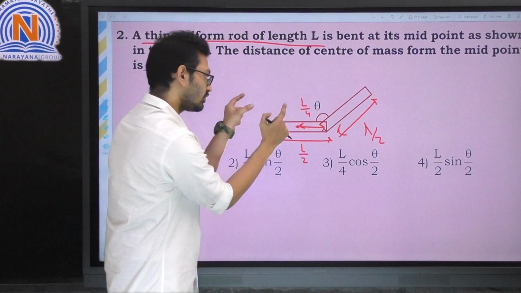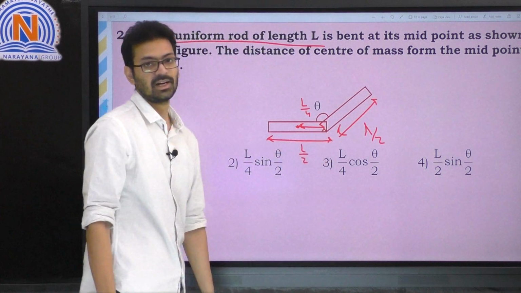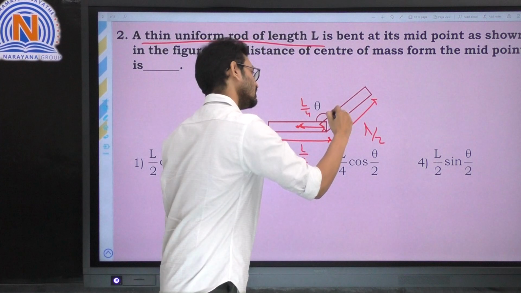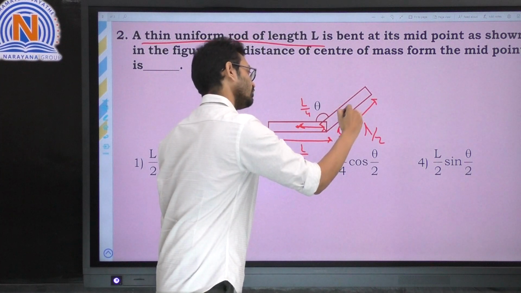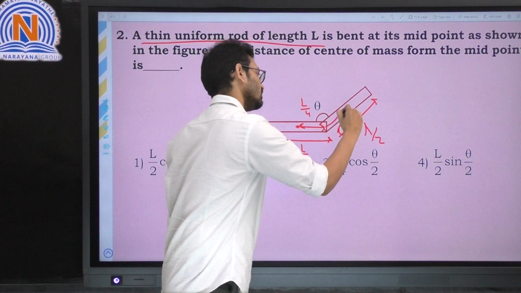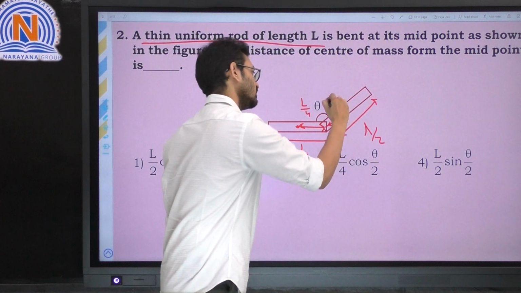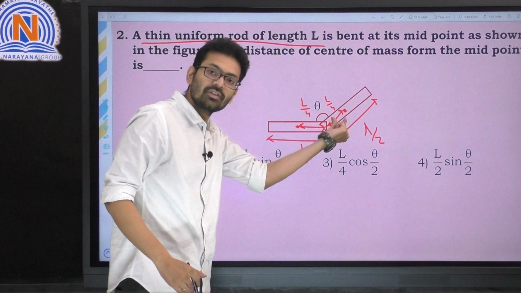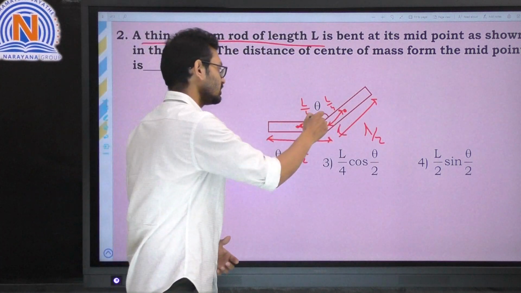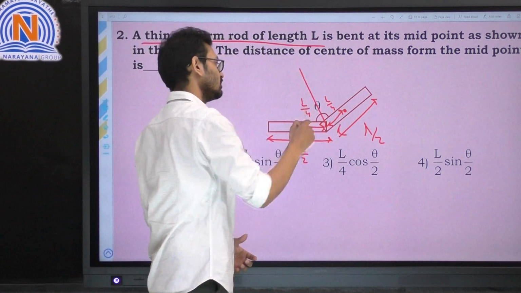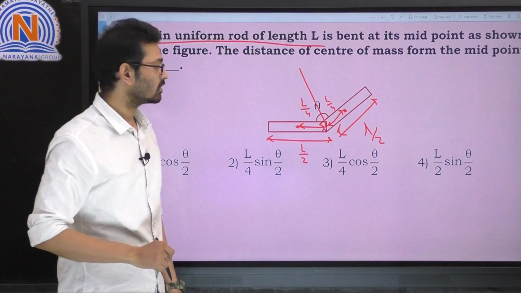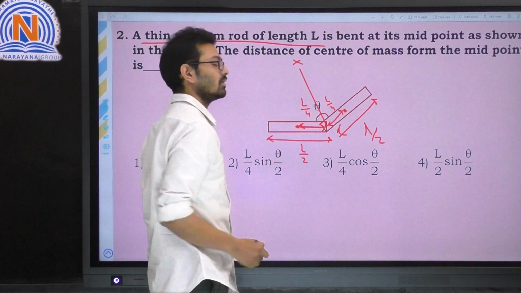From the center of mass of the first piece to that end is L by 4. And again, the length from the center of mass from this edge to the center of mass is L by 4. This one is L by 4 and that one is L by 4. Now what happens? You just take a horizontal line from that particular side. Let us take that it is x, the horizontal line.